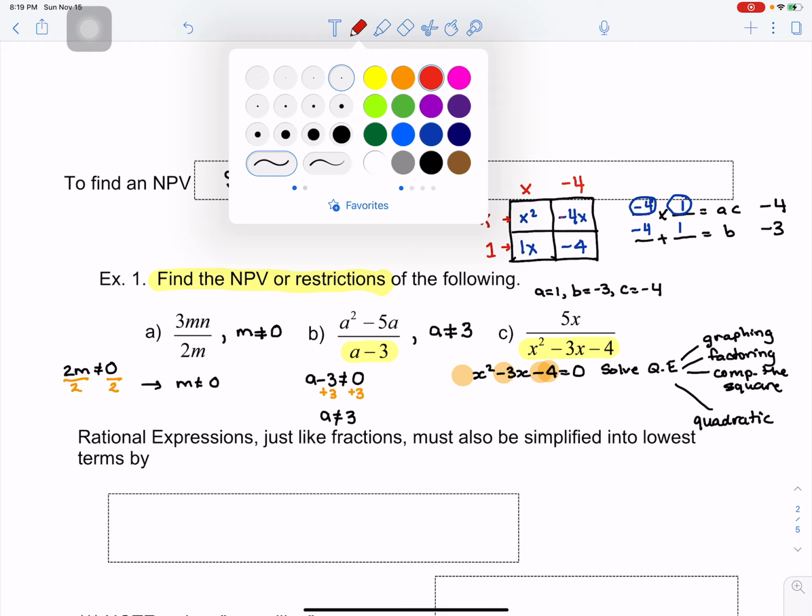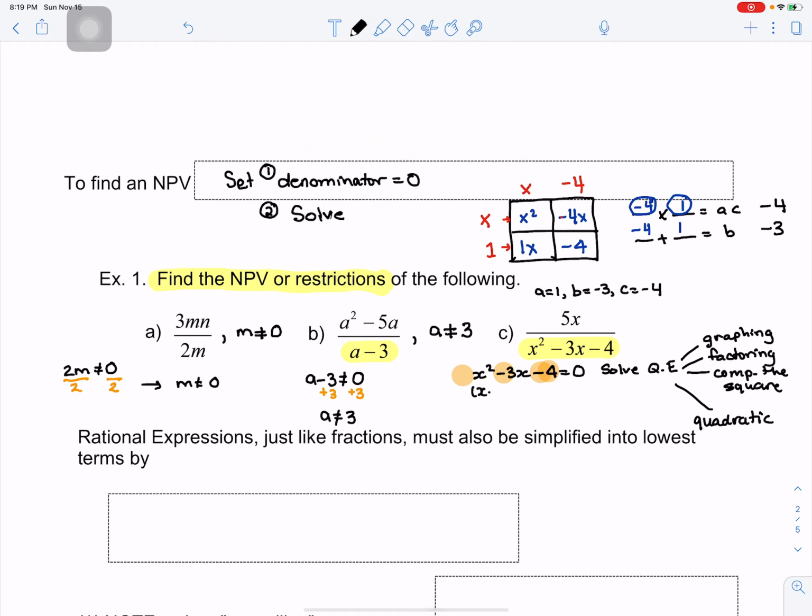So in this case, when I factor this expression, I get x plus 1 and x minus 4 equals 0. So x plus 1 has to equal 0, which will give me x is equal to -1, because I'm going to subtract 1 on both sides. And x minus 4 has to equal 0, so x equals +4. So these are my non-permissible values. x is not allowed to equal -1, because that would make a 0 on the bottom. And x is not allowed to equal 4.